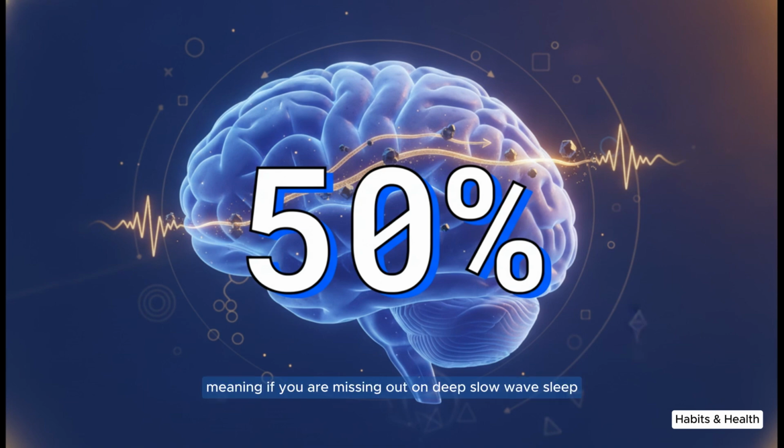Meaning, if you are missing out on deep, slow-wave sleep, you are literally preventing your brain from washing away neurotoxic proteins. The glymphatic system uses your cerebrospinal fluid to essentially power wash metabolic waste out of your brain, including things like amyloid beta. When you shortchange your sleep architecture, you're just allowing these toxic proteins to pile up, which drives neuroinflammation and cognitive decline. It's literally brain damage by omission.